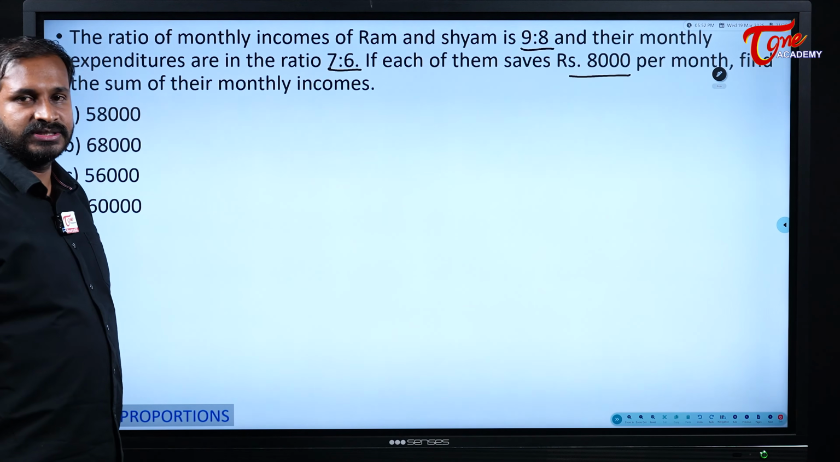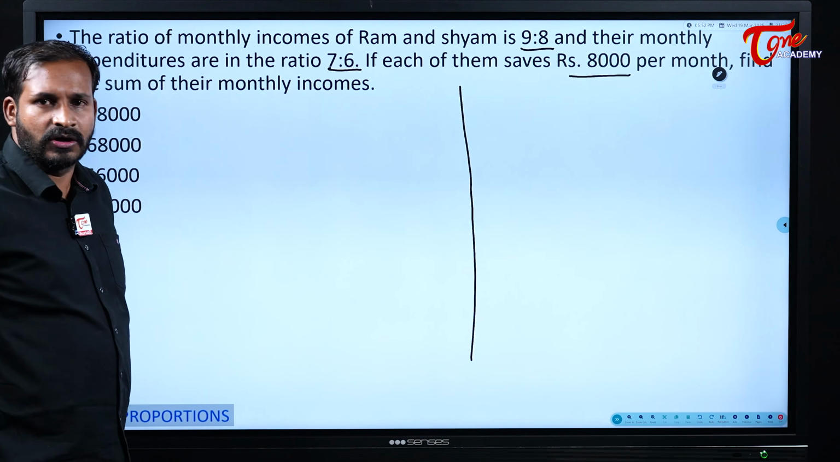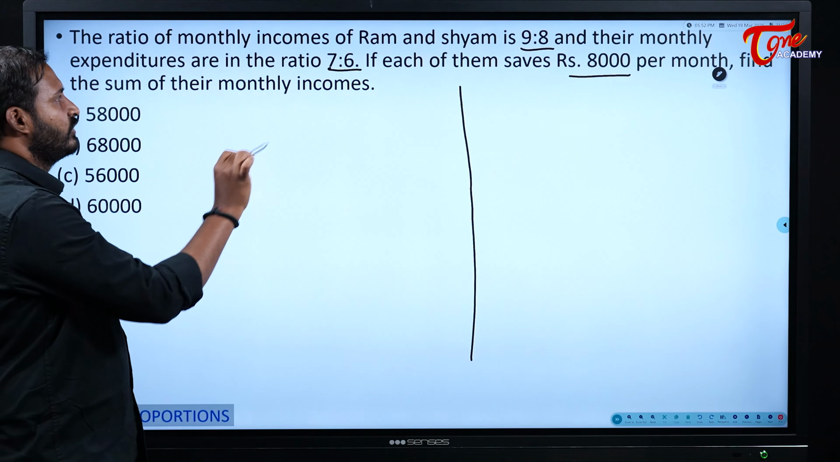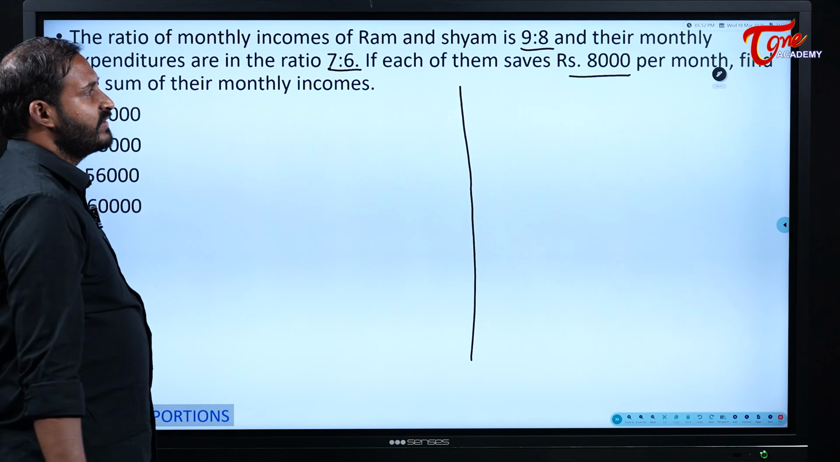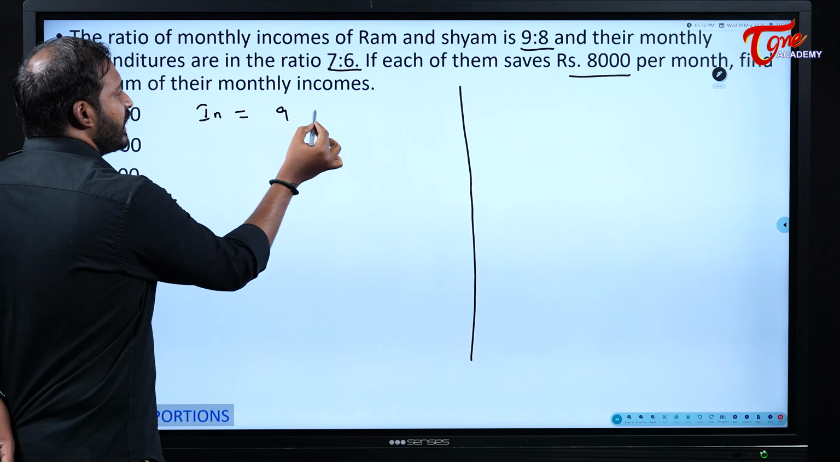Now, please observe this question. Same as usual, we will do it in the traditional method as well as the shortcut method. We will see the difference between both of them. The ratio of monthly incomes of Ram and Shyam is 9:8.